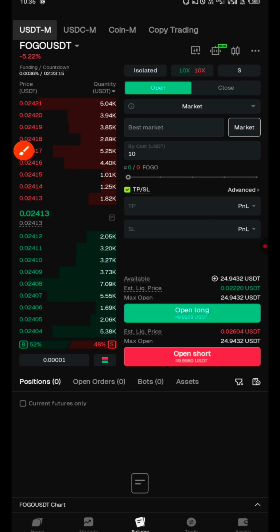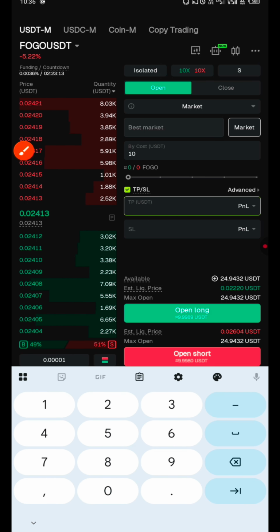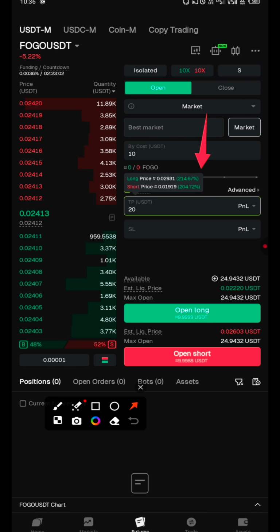Now at your TP and SL, this is also important. Now at your TP, you can enter your take profits. Now you are trading with $10. I want to make $20. Okay, I'm trading with $10. I want to make $20. So automatically, you see that it will show you here that you will make 214% if you make $20. So that's what you enter there.